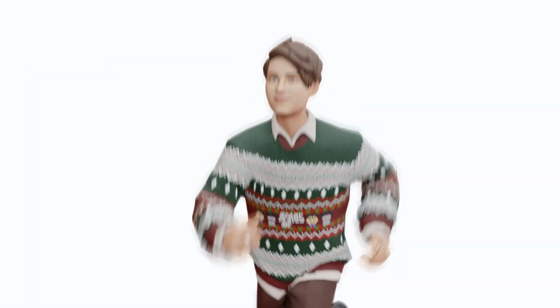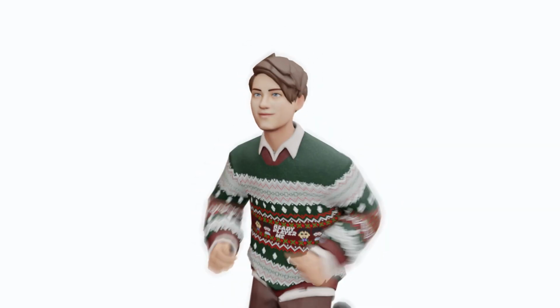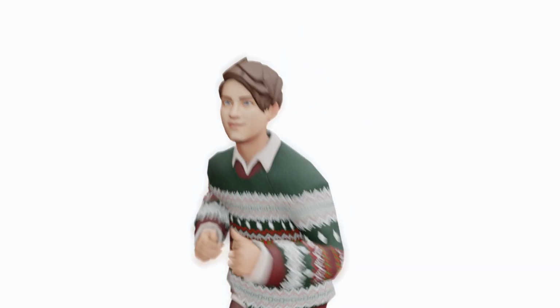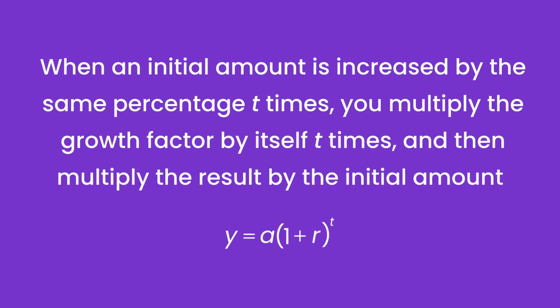Imagine how much time you'll save with this formula when you're calculating interest over a 10 or 15-year period. When an initial amount is increased by the same percentage t times, you multiply the growth factor by itself t times, and then multiply the result by the initial amount.